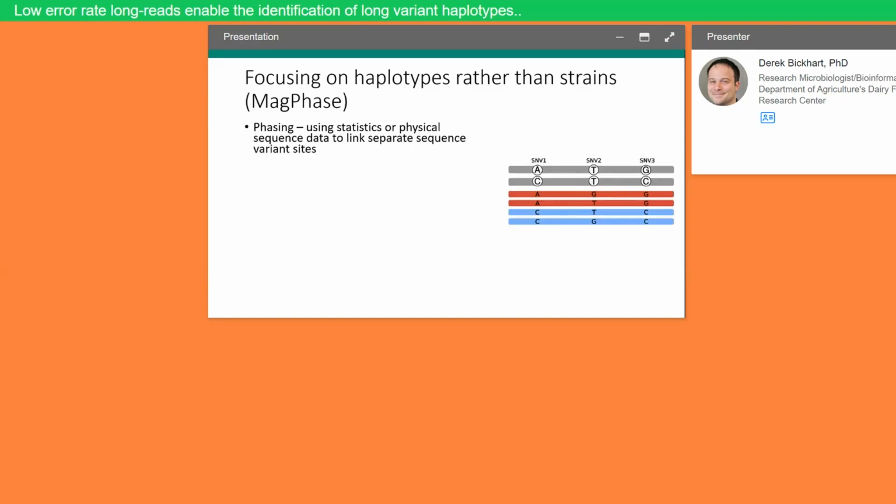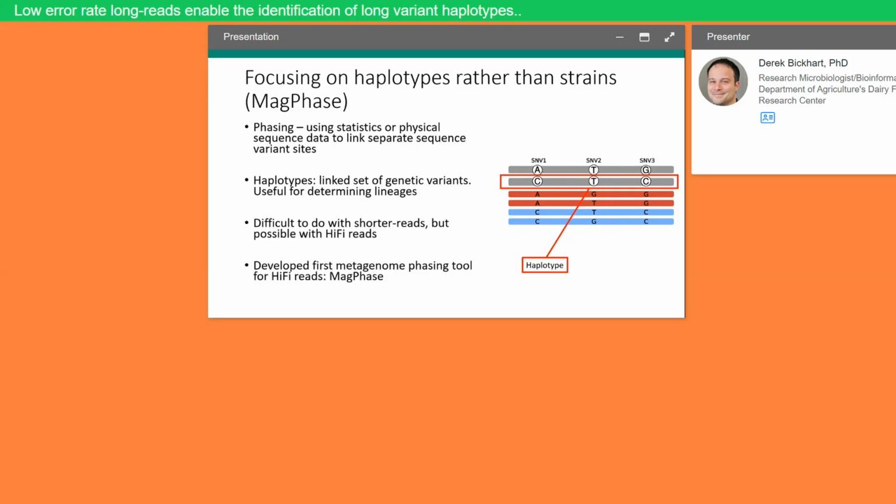To illustrate this point, this diagram shows 2 different read sets in both red and blue that phase different single nucleotide polymorphisms at the top into distinct haplotypes. A haplotype is a linked set of genetic variants that will be passed on to descendant lineages. And we can actually distinguish these using the hi-fi reads, whereas it was far more difficult to use short reads to do the same.